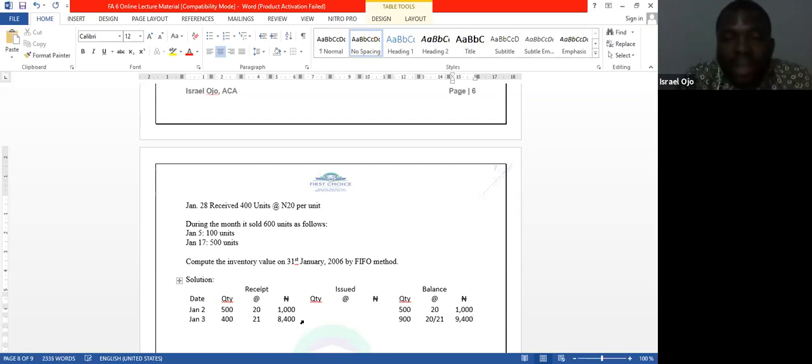When we are done with that, we now move on. So January 5th: we issued out, we made sales. So when we make sales, our inventory has reduced. So we come under this column, issued, because we issued inventory. What is the total quantity that we issued? 100. Then we look at what price. They didn't tell us at what price we issued it. But for us to know the price, what price do we take it in?